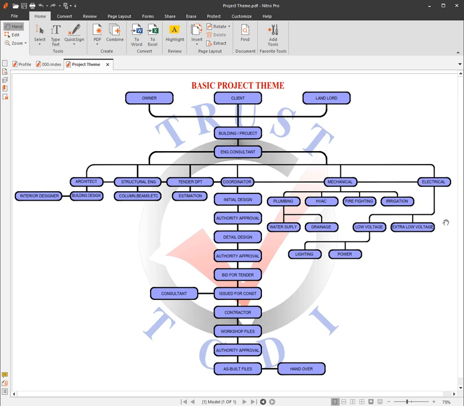Now we will have a quick look. In electrical, we have basically low voltage and extra low voltage. Extra low voltage is also called low current system. We will discuss it in detail in our upcoming videos. First, we will talk about low voltage. Low voltage basically consists of lighting and power system.